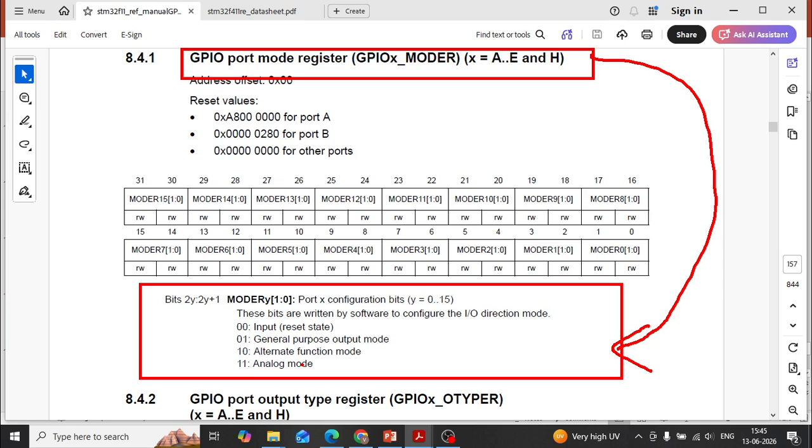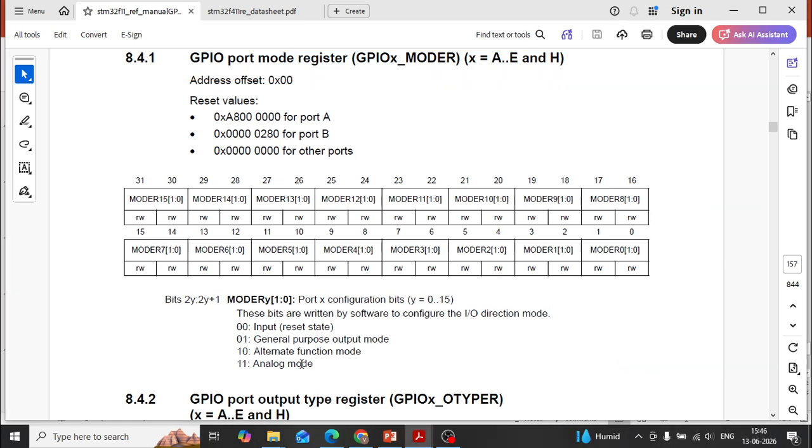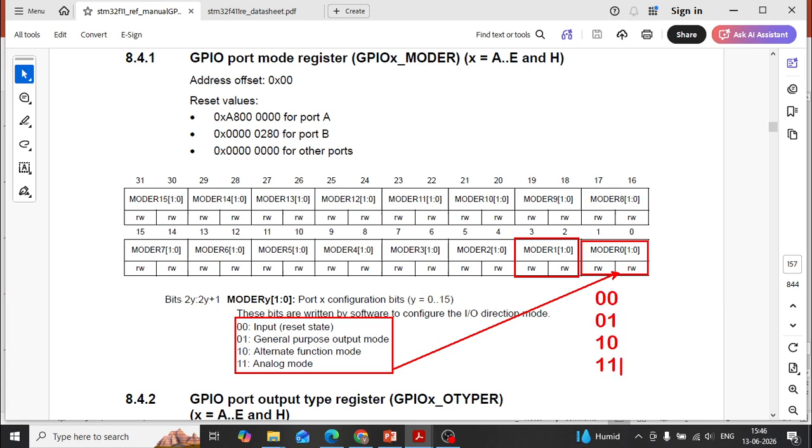Okay, so this is the main usage of this register. And how is it done? For each port pin they have defined 2 bits. You can see here, this is for one port pin. Like this, every port pin is mapped with 2 bits. You can use the combinations you see here, 00, 01, 10, 11, in order to configure your port pins as input port, output port, alternate function, or in analog mode. So this is the main intention of this register.